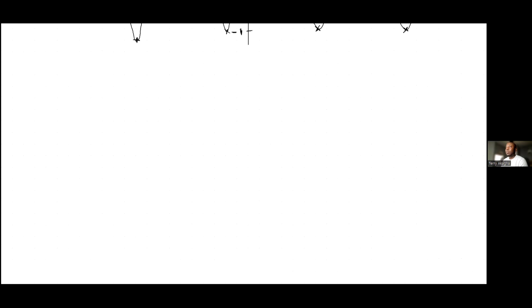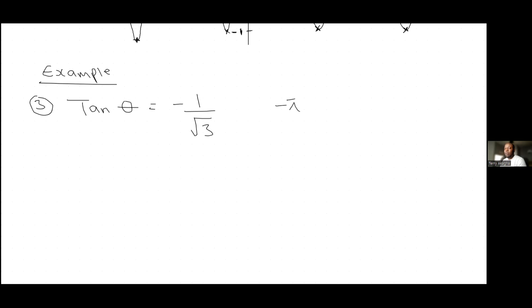So for this example, let's say number 3. Number 3, we have tan theta equal to minus 1 over square root of 3. Now, but this time, the range is a little bit interesting. You're seeing the range now is between minus pi and 2 pi. Are you seeing it? It's between minus pi and 2 pi.